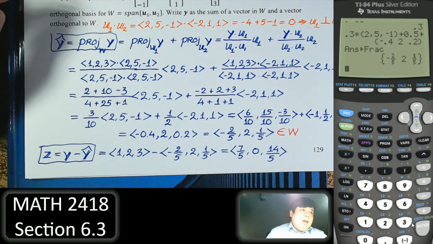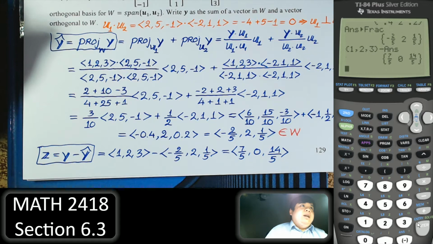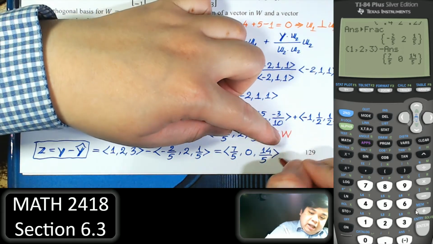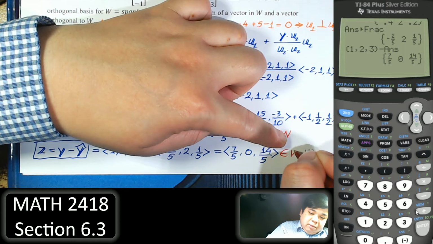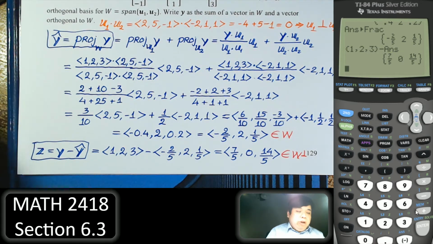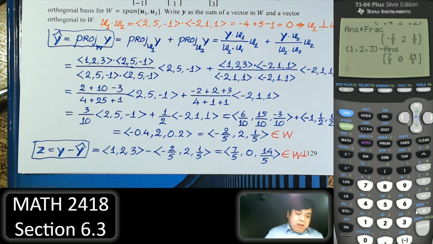Of course, the way we can just say we have the vector 1, 2, 3. Subtract the last result we have, second answer. And yeah, so that's what we have. And this vector is in the space perpendicular to W. So we decomposed y into two vectors. One of them is in W and one of them is orthogonal to W.